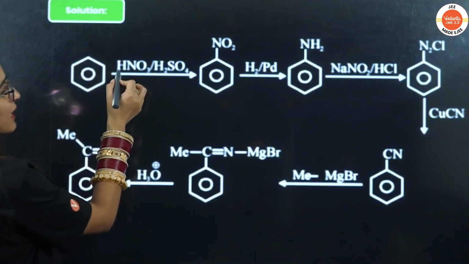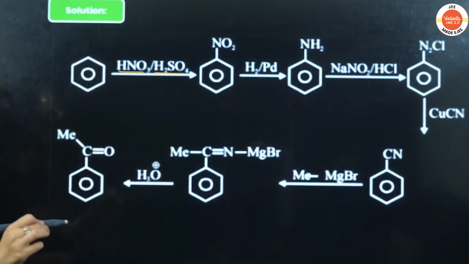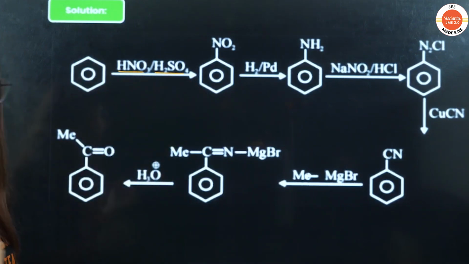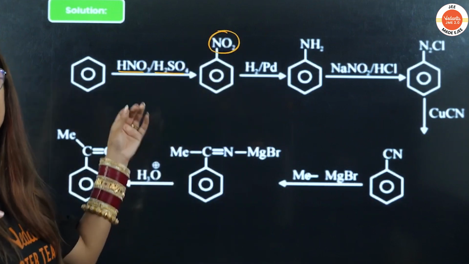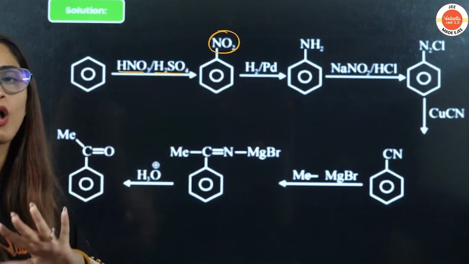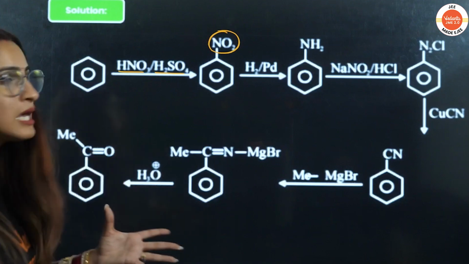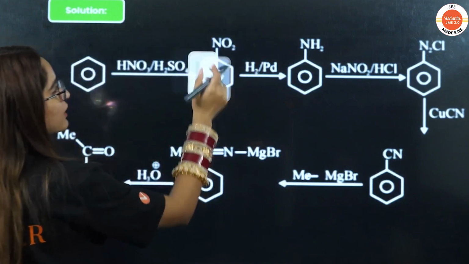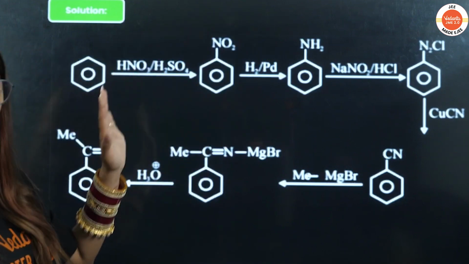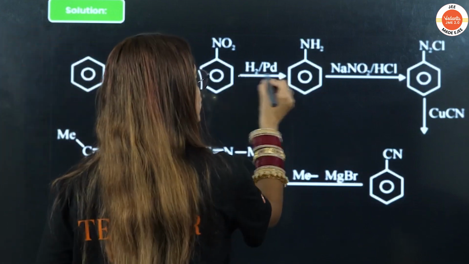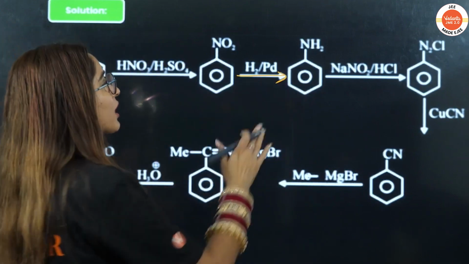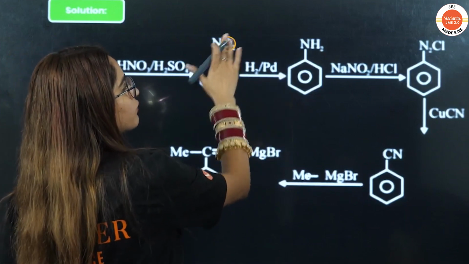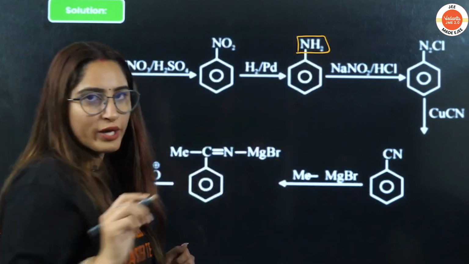Firstly, benzene is reacted with HNO3 and H2SO4, which is the nitrating mixture. So here you will have the addition of the NO2 positive electrophile on any position because all are symmetrical in nature. So the NO2 positive electrophile is here, and now we have nitrobenzene. Now we have H2/Pd, that means we are doing the reduction here. After reduction, the NO2 will be converted to NH2, so you will have NH2 here.